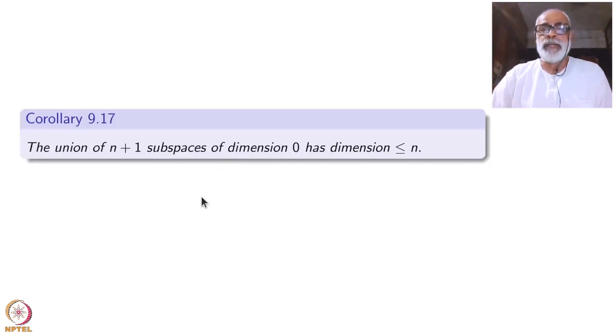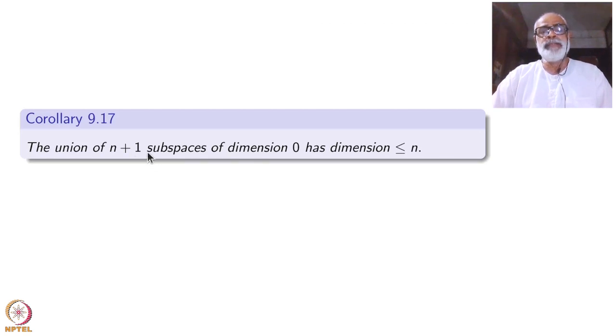Now we have another easy corollary, which is something funny here, you can say. Union of n plus 1 subspaces of dimension 0 has dimension less than or equal to n. You can't say it's dimension 0. Dimension, when you take union, may go up one at a time. You have seen that in the previous. No, we haven't seen that. That is a statement of previous theorem.